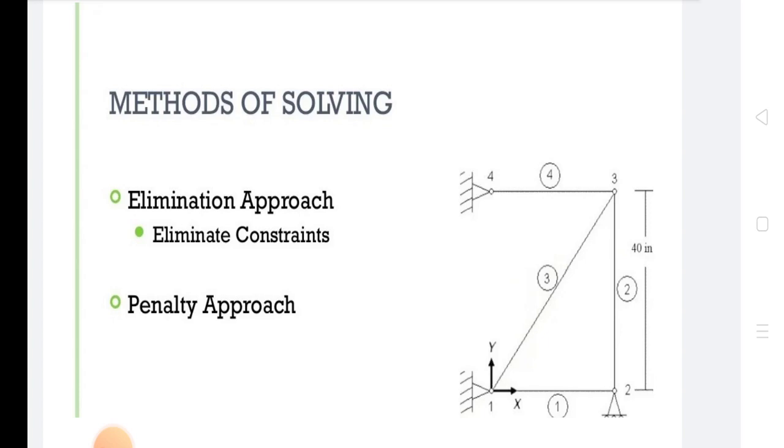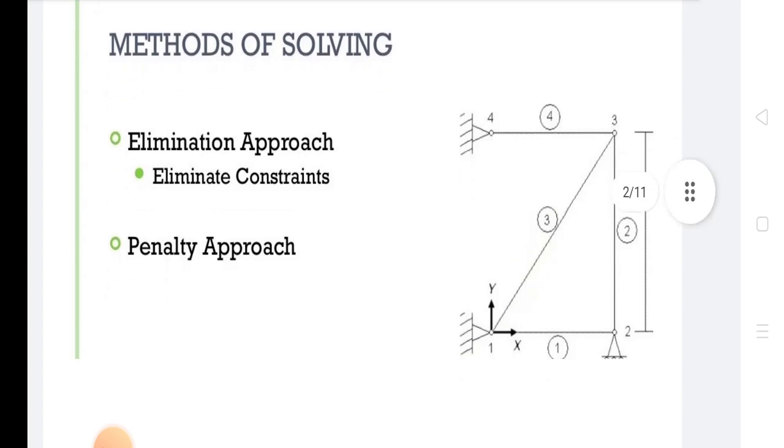Since nodes 1 and 3 are fixed, the displacements at node 1 and node 3 will be equal to 0. Using the elimination method of handling this boundary condition, Q1 is equal to 0 and Q3 is equal to 0. The rows and columns corresponding to node 1 and node 3 are eliminated from the overall equilibrium equations. After this elimination approach, today we discuss the penalty approach.